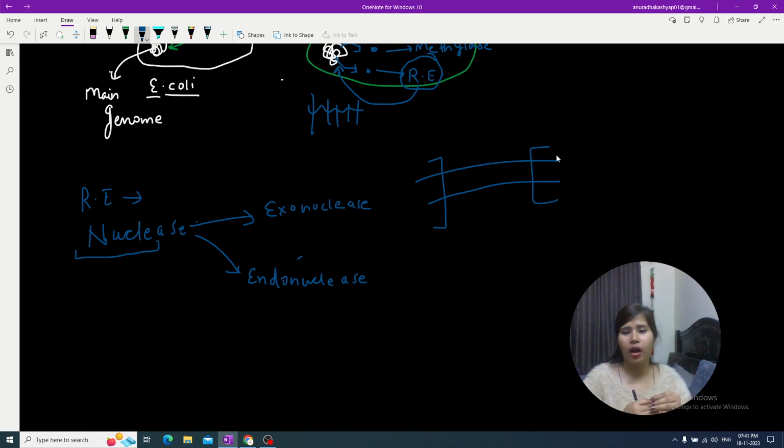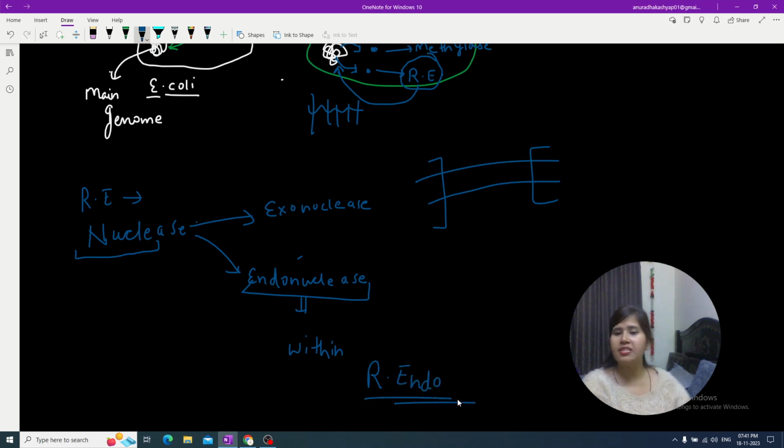But when these enzymes act inside the middle of the genetic material, the middle of the DNA or RNA, they are considered endonucleases. They are considered what? Endonucleases, within the DNA, or we can say in the middle of the DNA. When I'm talking about restriction endonucleases, I mean the enzyme which works inside the DNA, in the middle of the DNA. It can make a specific cut only inside the DNA.